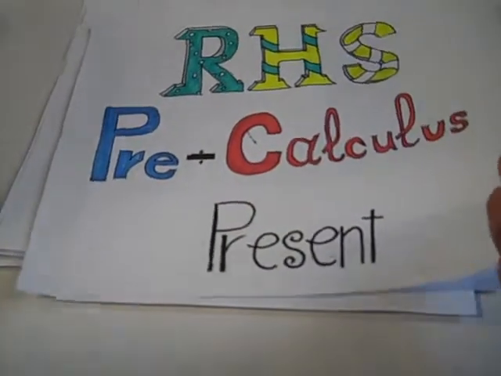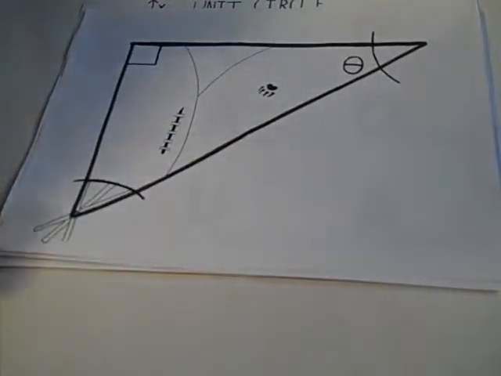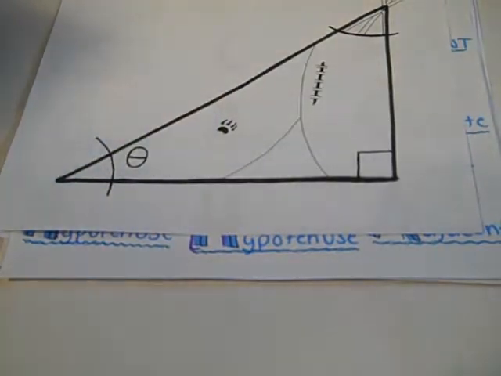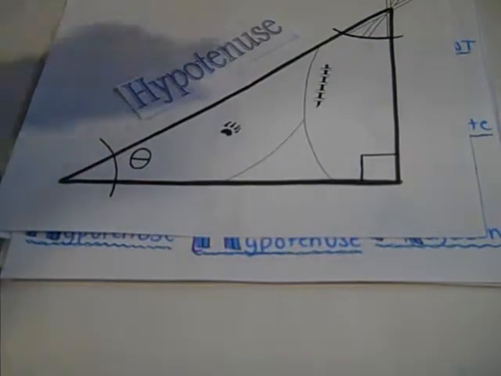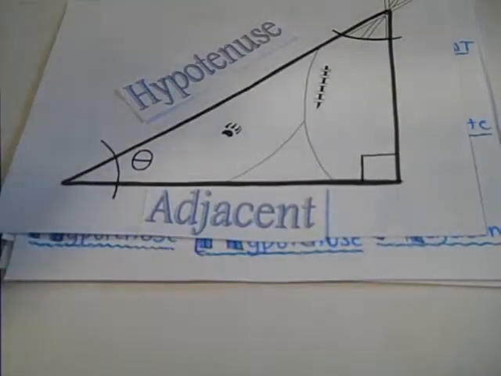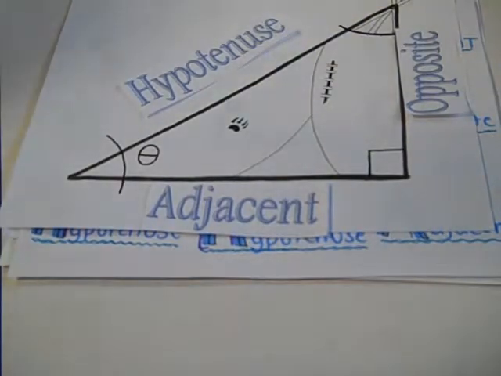RHS Pre-Calculus presents Chief TOA in the Right Triangle Tribe. This is the tribe of the right triangle with its three main elements: hypotenuse, adjacent, and opposite from theta. These elements can be used to figure out many things about the right triangle.